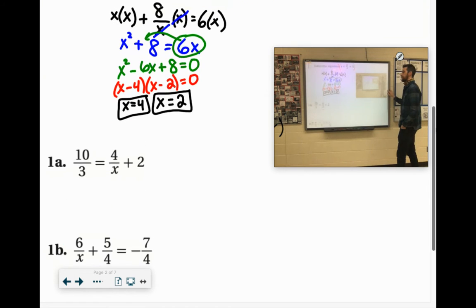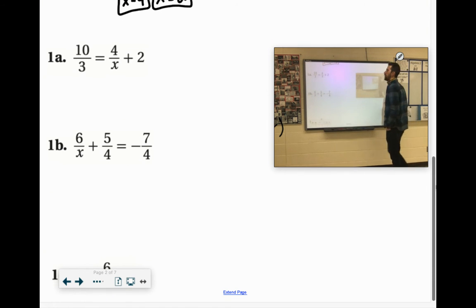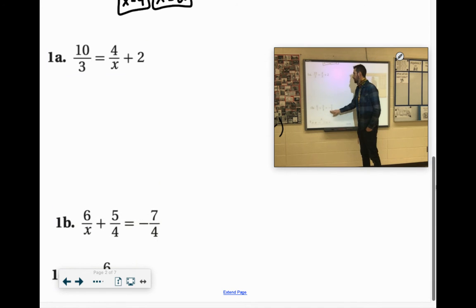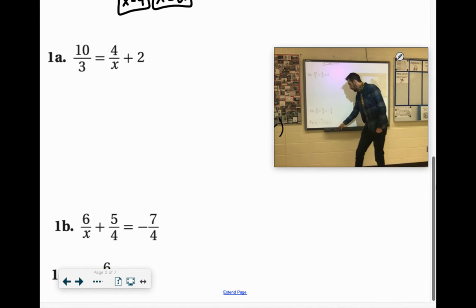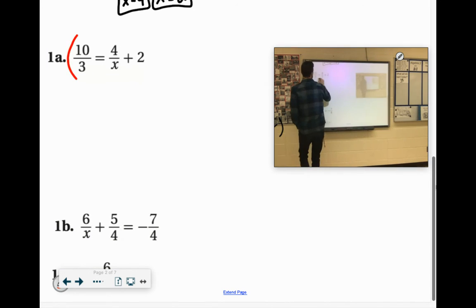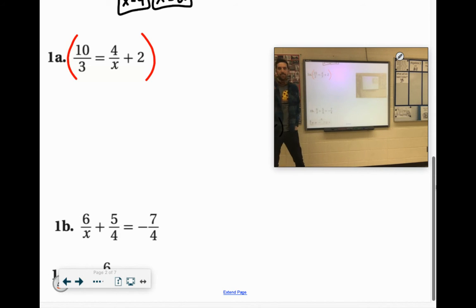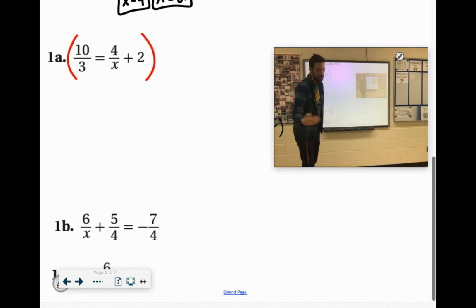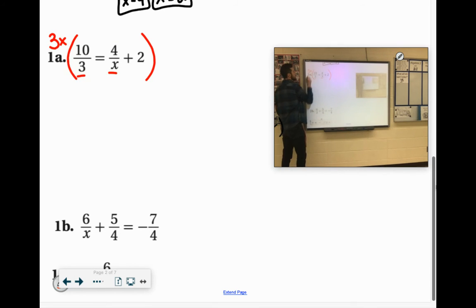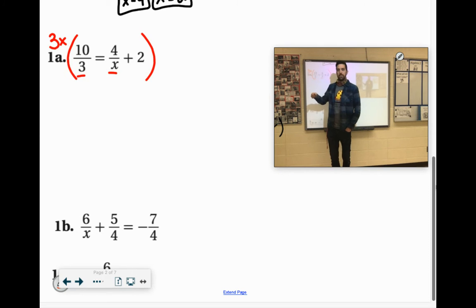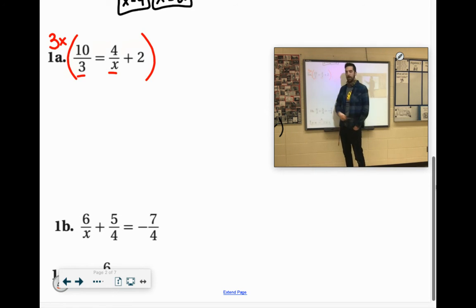So let's try another one. Now this has 2 different denominators that we got to mess with. So we're going to multiply everything by the least common denominator, the lowest common denominator. It's got to have a 3 and it's got to have an x. So we're going to multiply everything by 3x. Now we can do 3x times 10 and get 30x and then divide by 3. And that will give us 10x.